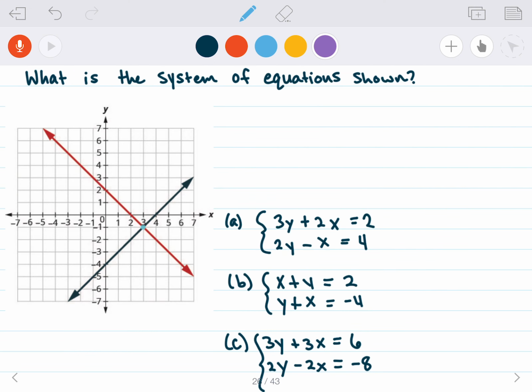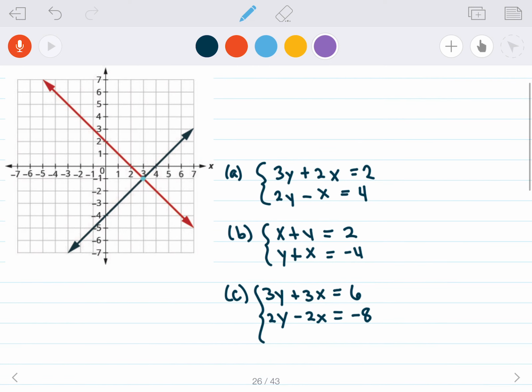Alright, so let's do an example here. What is the system of equations shown? And we're given 3 different options. Now, notice that the options all have x's and y's. And so I know that all of these, even though they're not in y equals mx plus b form, are disguised. And we can do some manipulation to put them in y equals mx plus b form. But before I do that, I want to actually get the equations of the lines themselves. If I have the lines, I have the system.